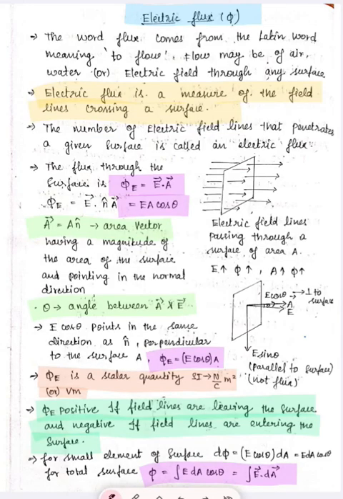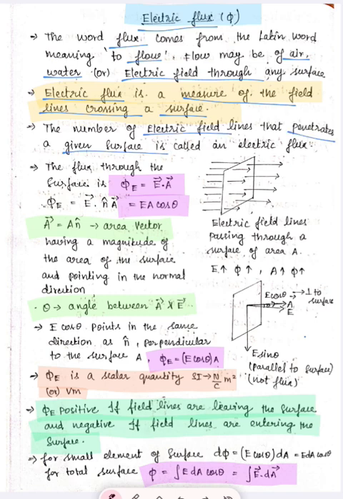Hello students, today we study about electric flux. The word flux means flow. We know which can flow: air can flow, water can flow, and electric field lines also can flow through any surface. So electric flux is a measure of electric field lines crossing through the surface. That is the number of field lines. How many field lines penetrate through a given surface is known as the electric flux.